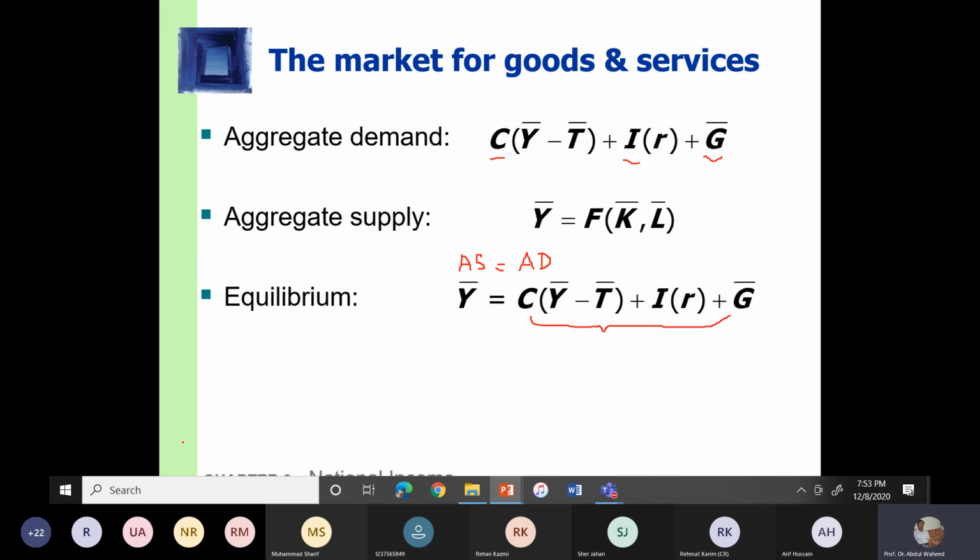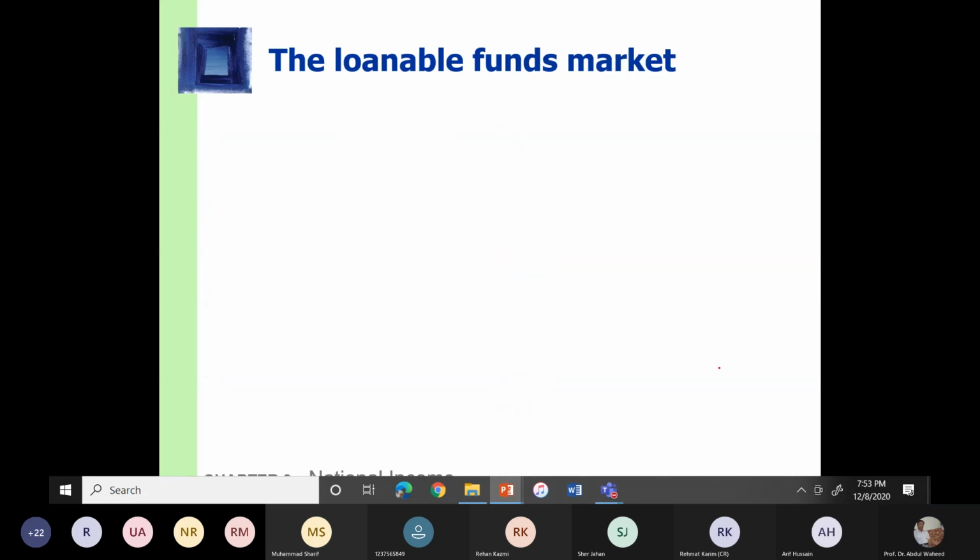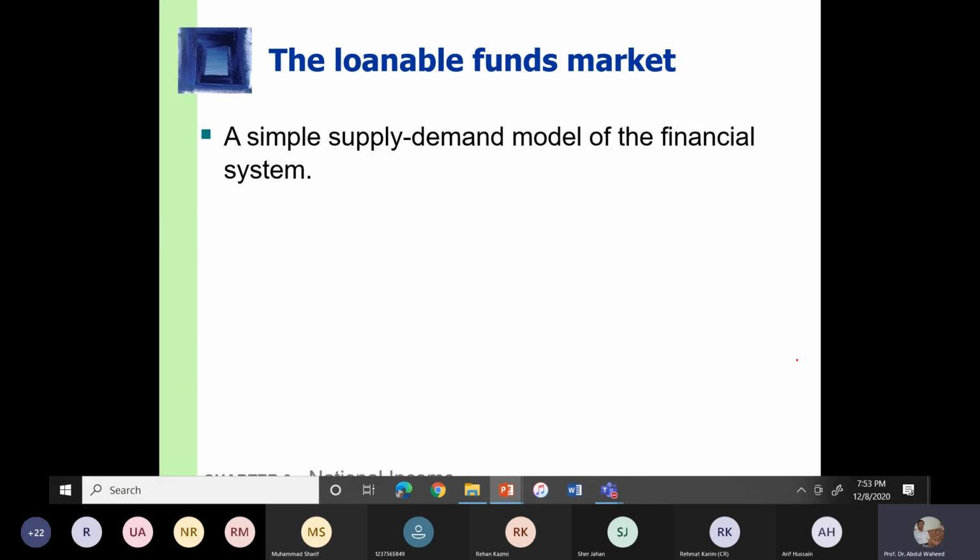So we have goods market equilibrium. और इसमें जो एडजस्टमेंट फैक्टर है that is real interest rate. जो real interest rate है, whenever there is disequilibrium, so this means interest rate will adjust to bring equilibrium in the goods market. Okay. Then we have loanable fund market. Okay. और loanable fund में we have demand for loanable fund and supply of loanable fund.